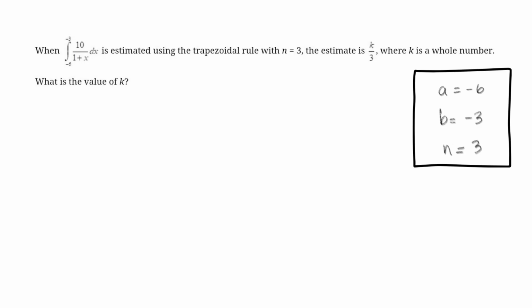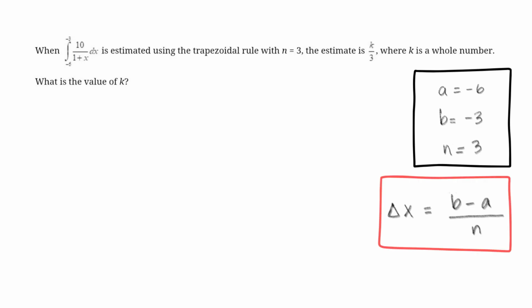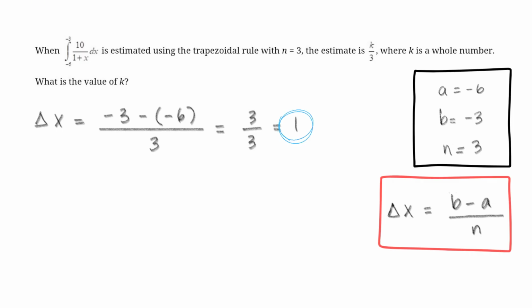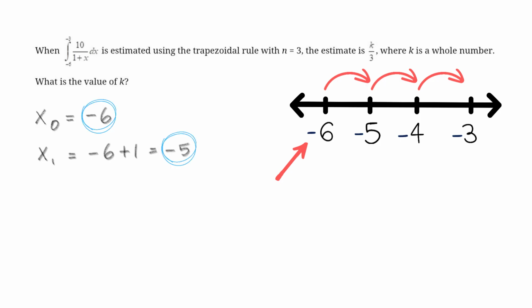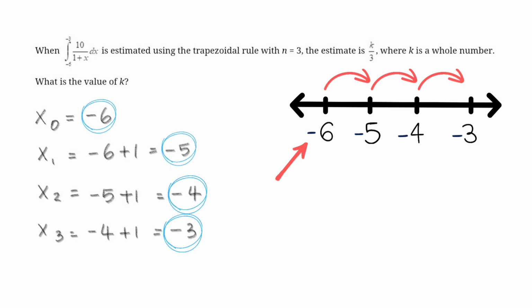Now, we need the width of each trapezoid, or delta x. We will use the formula, delta x equals b minus a all over n. So, delta x equals -3 minus -6, all divided by 3, which simplifies to 1. Now we know that we will be moving in steps of 1. Starting at -6 and jumping by 1, our x values are -6, -5, -4, and -3.